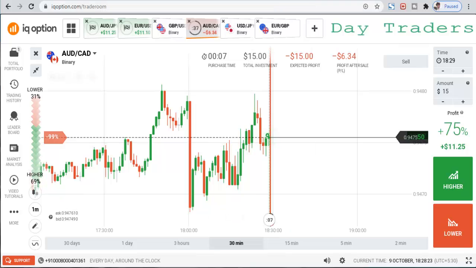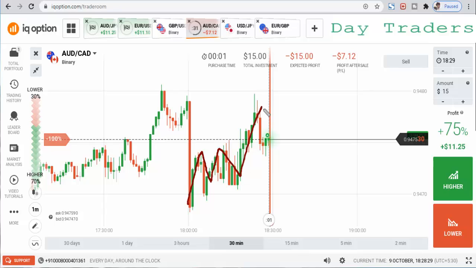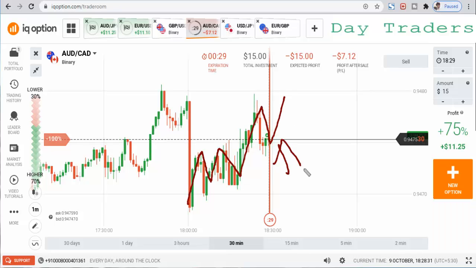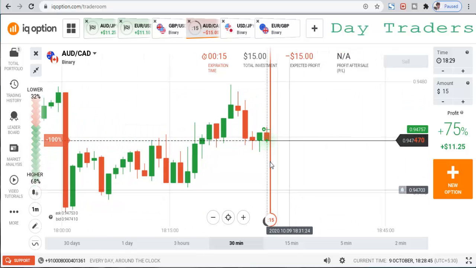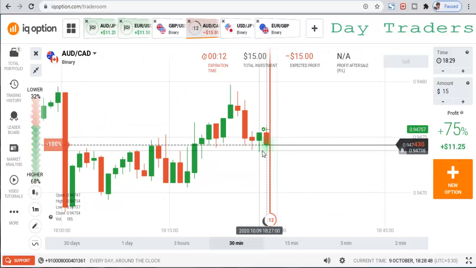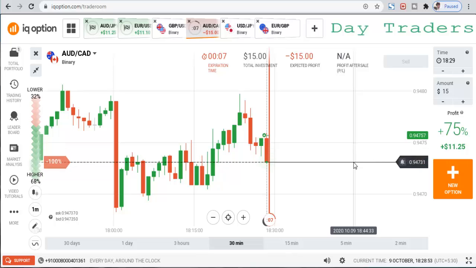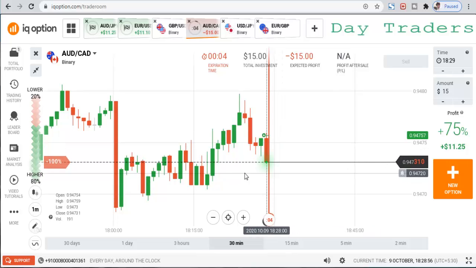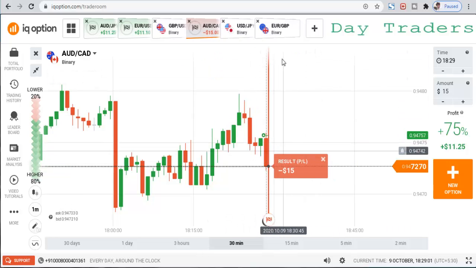So this minor trend is an uptrend market. You can see this is the market direction. So that's the reason I will place a higher option. And this candle makes a new low. Maybe that's the reason some sellers enter the market. Okay, they just changed the direction. Okay, no problem. There is no good opportunity.